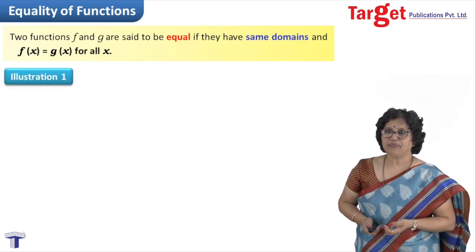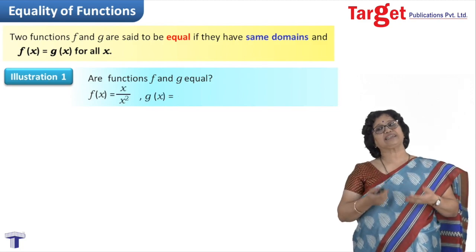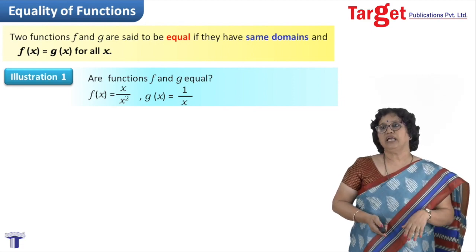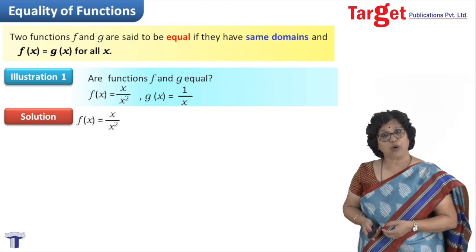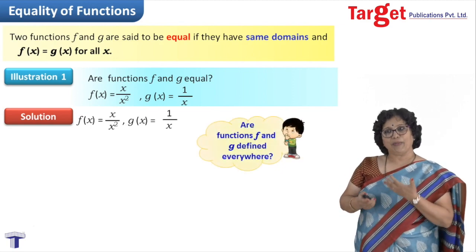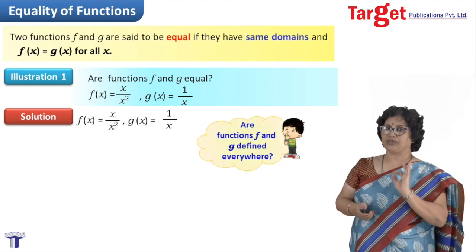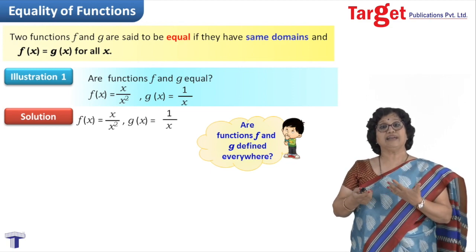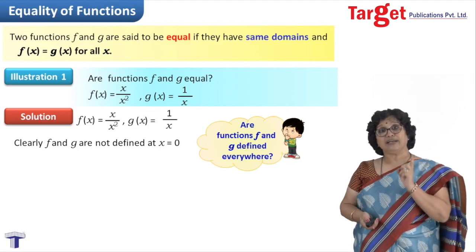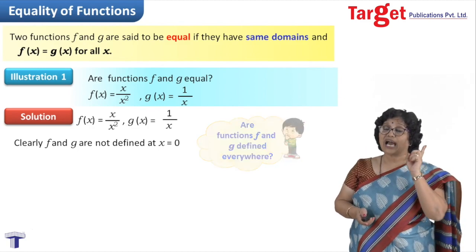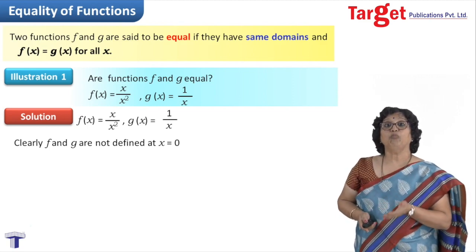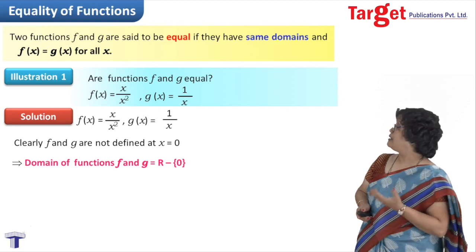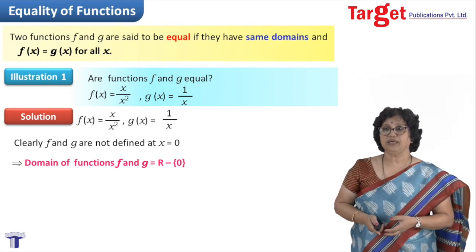Now, let me take an example. I take an example where f(x) is given to be x upon x square and g(x) is given to be 1 by x. And the question is, are functions f and g equal? The moment you see something in the denominator, your first question should be, are they defined? So what are the values for which f and g are defined? Are they defined everywhere? No, they are not defined at x equal to 0. And hence, x equal to 0 will have to be removed from their domains. Luckily, both functions do not have x equal to 0 in their domains. So the domains of f and g both is nothing but R minus the singleton set {0}. So at least their domains are equal.